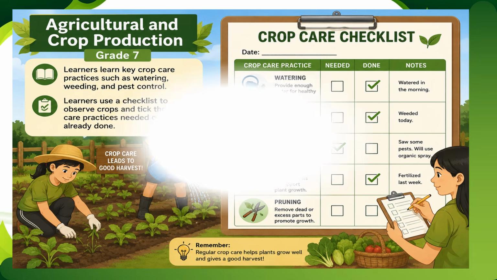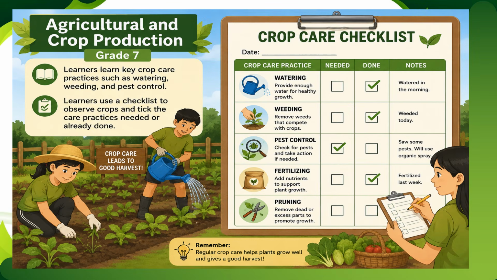After finishing this topic, the students are expected to create a crop care checklist, identify key crop care practices, such as watering, weeding, and pest control, use the checklist to observe crops and mark the care practices that are needed or have already been completed.